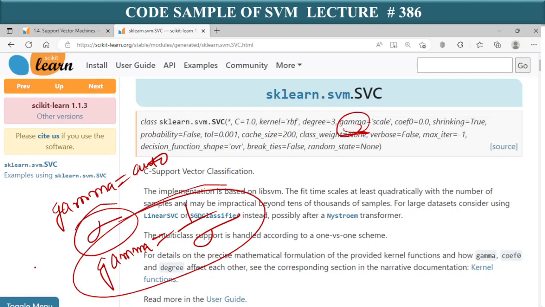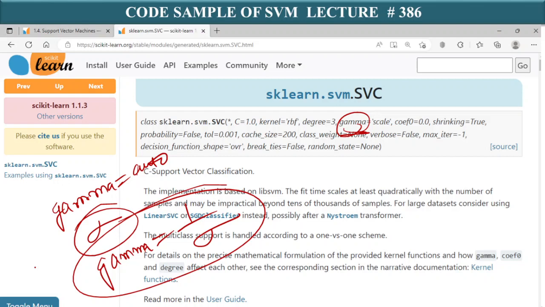Gamma equal to auto. If I say auto instead of scale, it will try to figure out the right gamma for the data set. Coefficient equal 0, shrinkage equal true. These are the parameters which are best left to the default values. They are useful to make your algorithm work better.